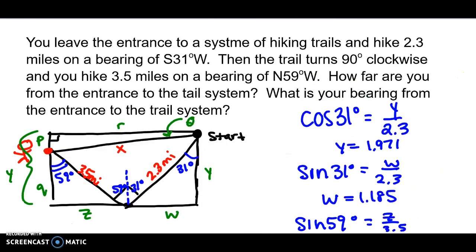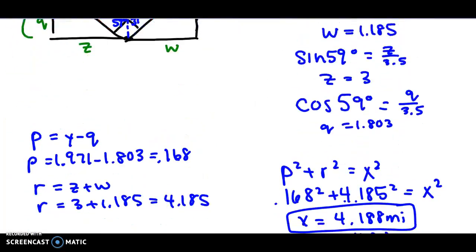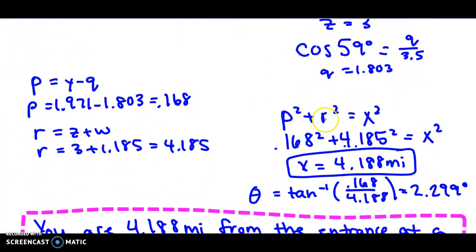So just to help us here, let me write this in my picture. R is 4.185. P right here is 0.168. Remember, we want to know what theta is, and we also want to know X. Now this should look familiar, something we can do. To find X, I used the Pythagorean theorem, and I got that X is 4.188 miles. To find theta, I used the inverse tangent, and I got 2.299 degrees.